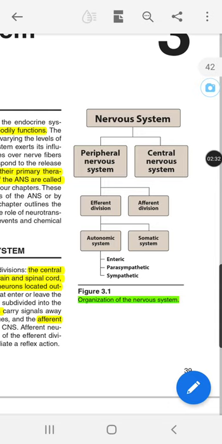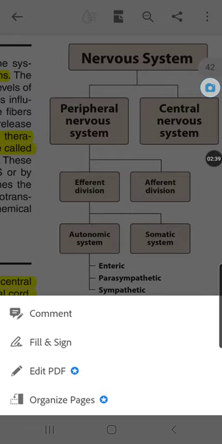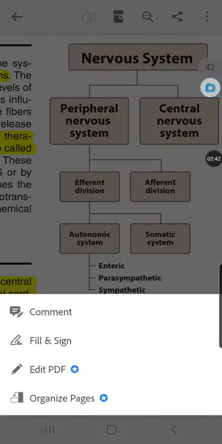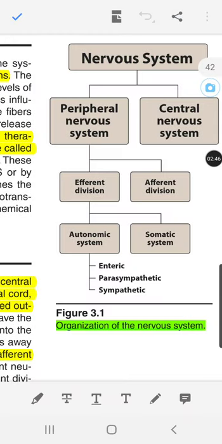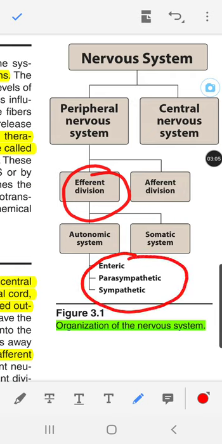In this flowchart, you can see, I can highlight it for you. This is the efferent one, and the efferent divisions can be divided into 2, autonomic and somatic. And here the somatic one and the autonomic one. The autonomic can be further divided into enteric, parasympathetic and sympathetic. So if you want to learn the division of the nervous system, you should memorize this flowchart. This is the flowchart to learn the divisions.